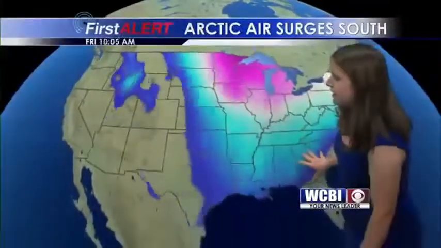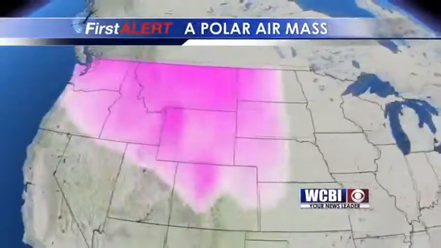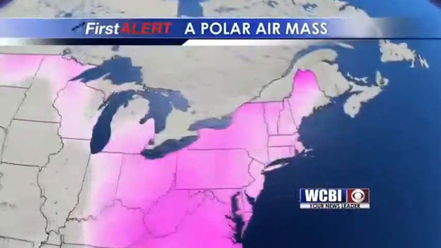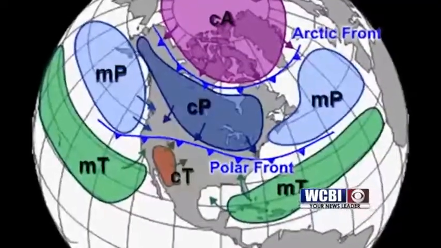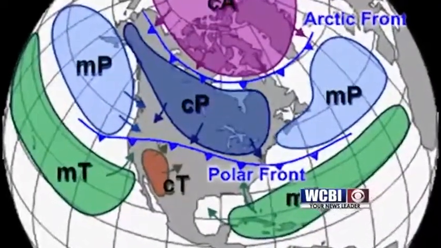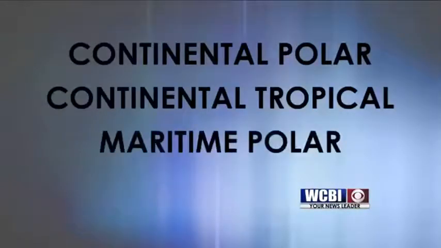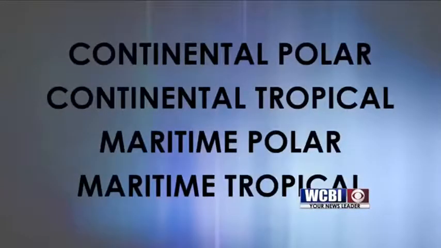Air masses and fronts are two words you often hear meteorologists spit out, but what do they mean? Well, an air mass is essentially a blob of air that has a temperature and moisture characteristic. There are four basic types of air masses that form over North America. They are continental polar, continental tropical, maritime polar, and maritime tropical.